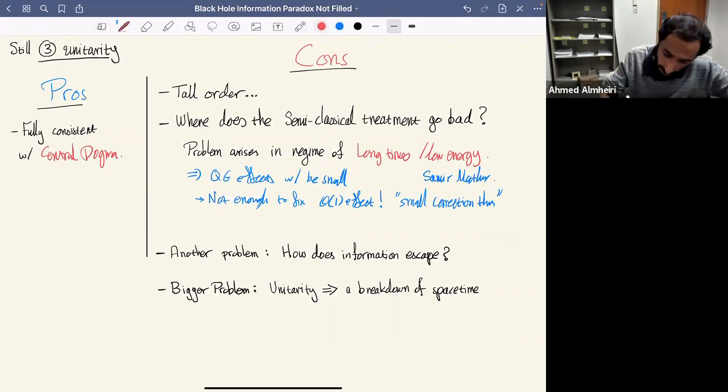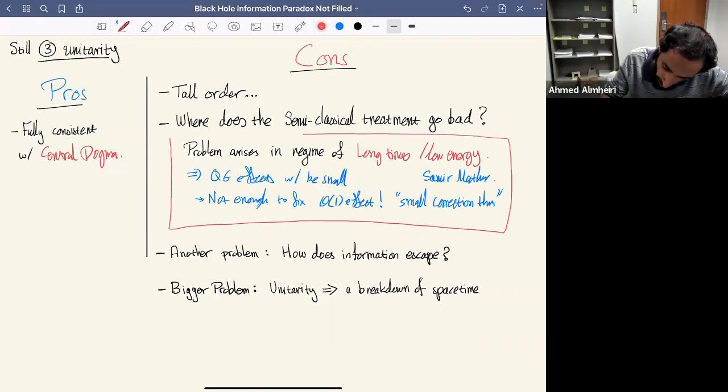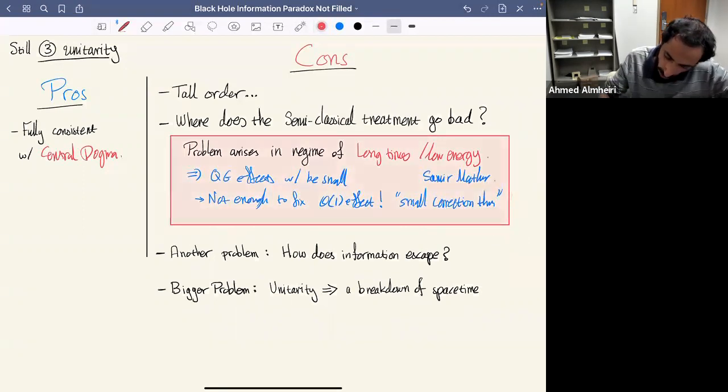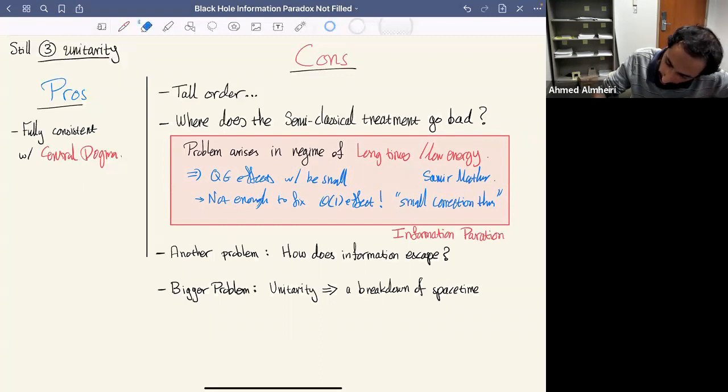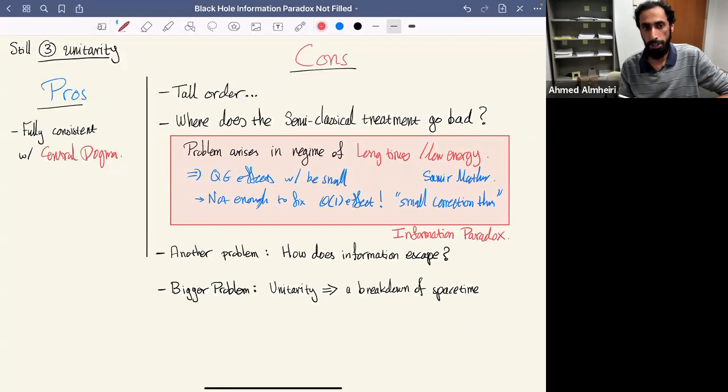So this statement here, the fact that it's so puzzling where corrections would come from, is the statement of the information paradox. That's why it's a paradox. It seems like all the steps are trustworthy, but the final conclusion is nonsense.